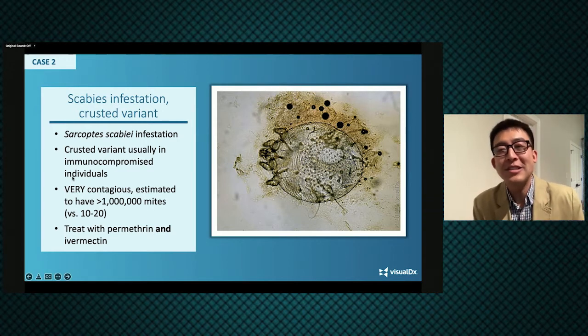The important thing for crusted scabies would be to treat with permethrin and ivermectin, just because these patients often can stay infected. Their burden of disease is just so high. And so while for regular scabies, we might just treat with permethrin a couple times a week apart, for crusted scabies, we're adding in the PO dose most frequently.